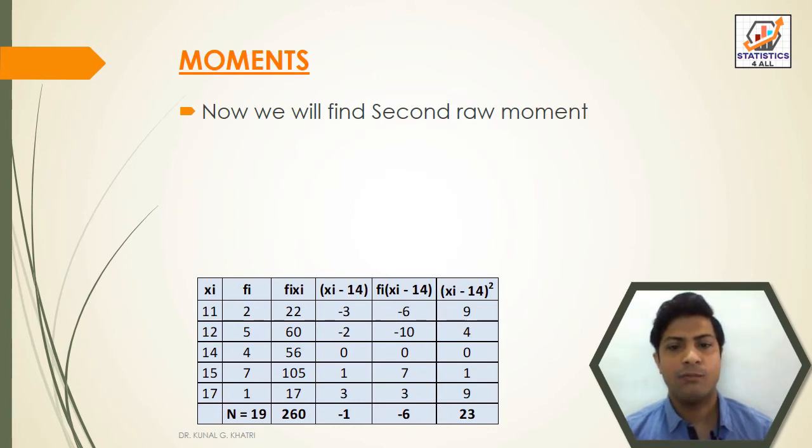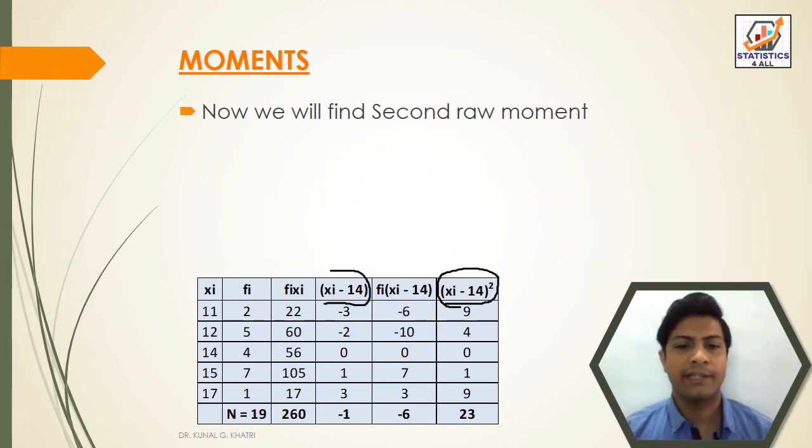Now we'll find the second raw moment. For that, we have to first find Xi minus 14 whole square. So we'll take the square of Xi minus 14. Minus 3 square is equal to 9, minus 2 square is equal to 4, 0 square is equal to 0, 1 square is equal to 1, then 3 square is equal to 9. Now we'll take the sum of Xi minus 14 whole square, we get the value 23.